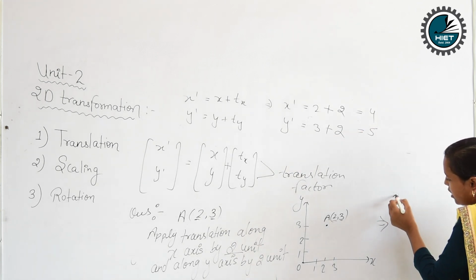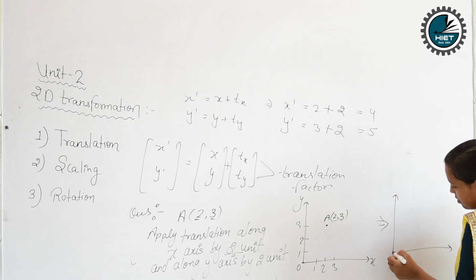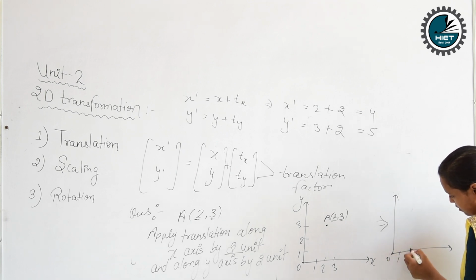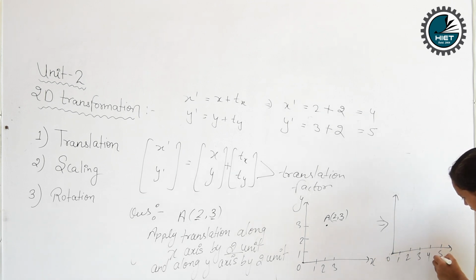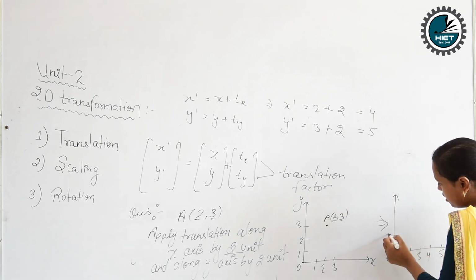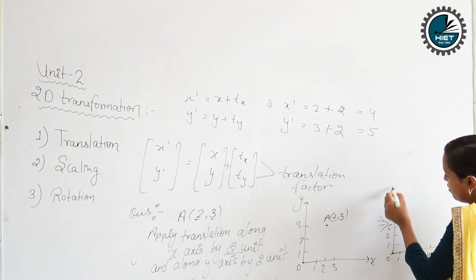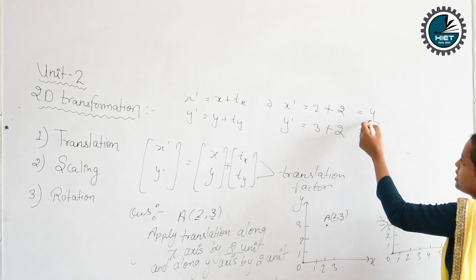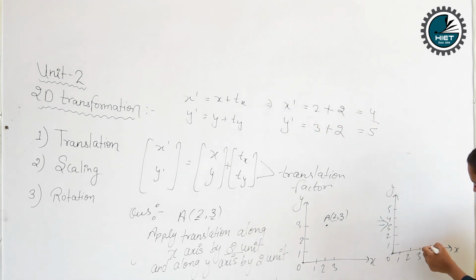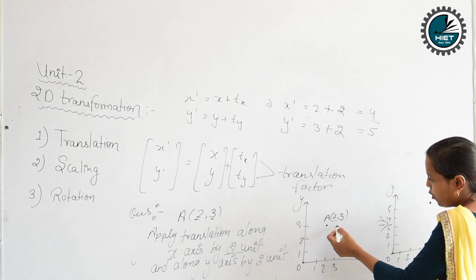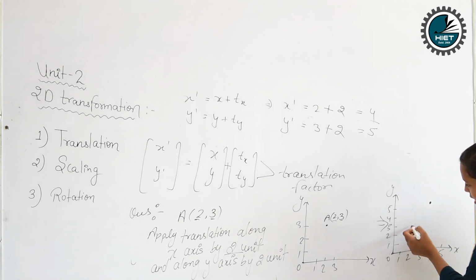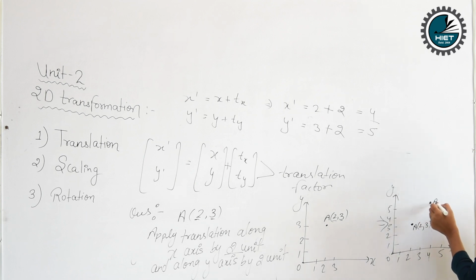Parallelly, if we draw the diagram, 1, 2, 3, 4, 5 along the x-axis and 1, 2, 3, 4, 5 along the y-axis, the 4 is x and 5 is y. So the point will be there. Before that it was 2, 3. The old point is A, 2, 3, and the new point A dash will be 4, 5.